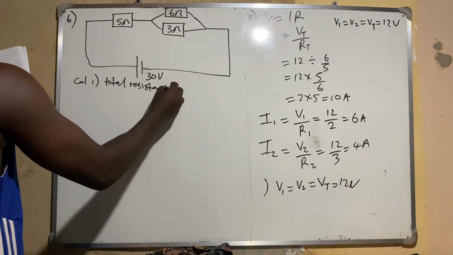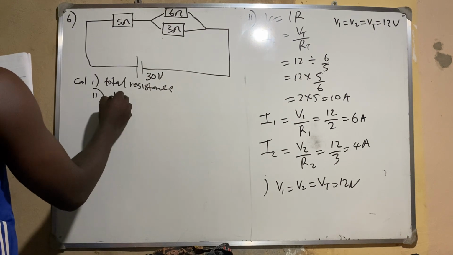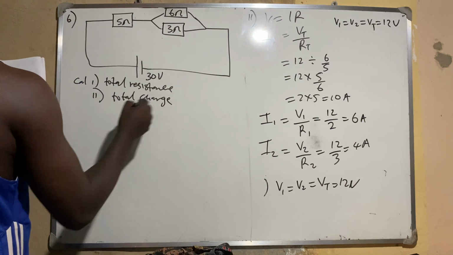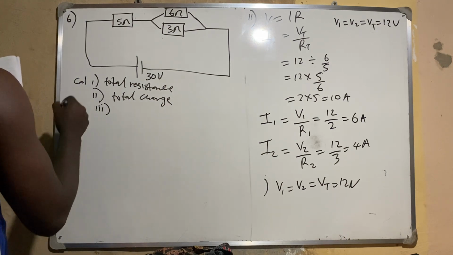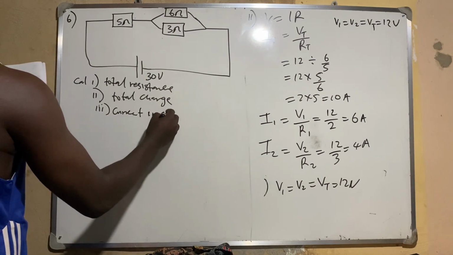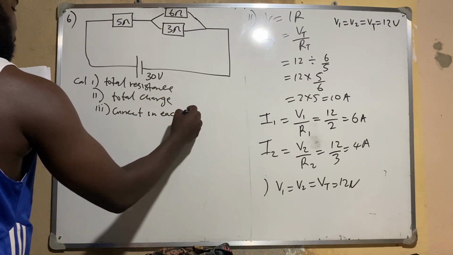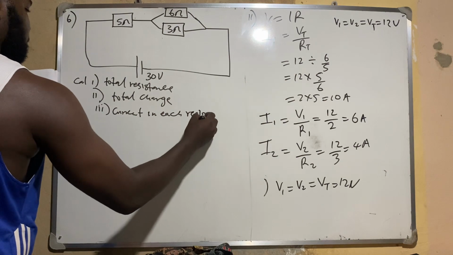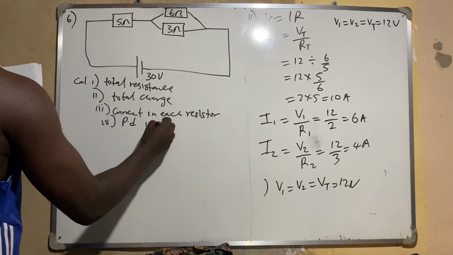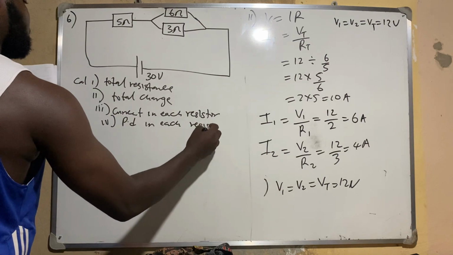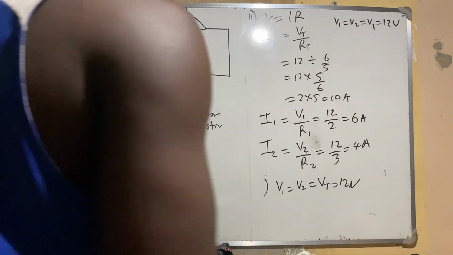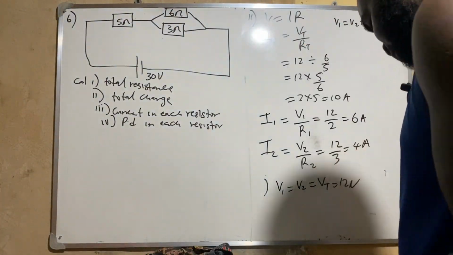So they now say calculate: I, the total resistance; II, total charge; III, current in each resistor; IV, potential difference in each resistor. Okay, so solution.